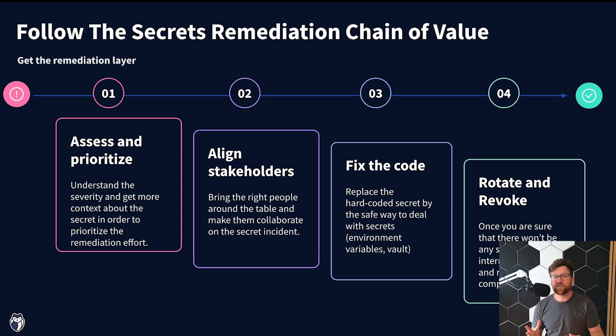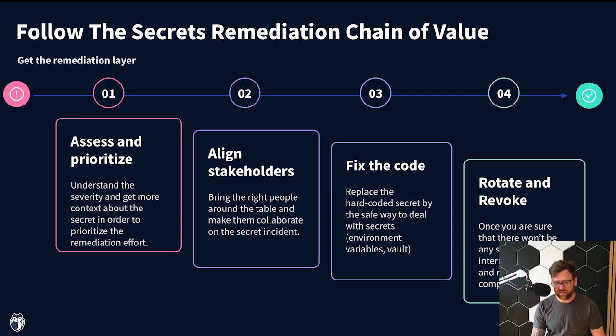Next thing is you need to fix the code, right? We need to replace it. We need to solve the problem. How are we meant to be using this? Was it in the history? Was it a mistake? Is this key just hard-coded? Fix that problem. And then finally, the most important step, we need to rotate that secret.